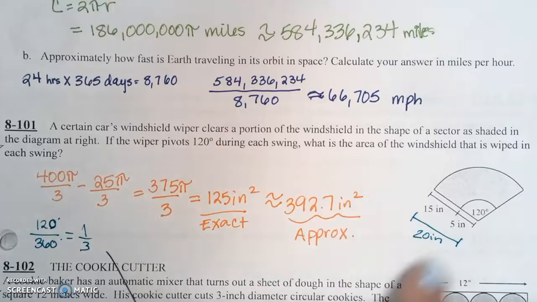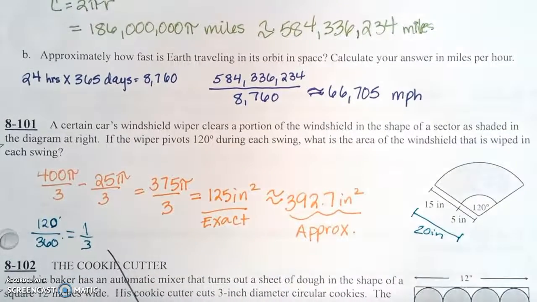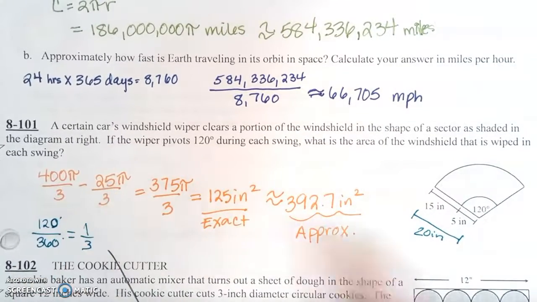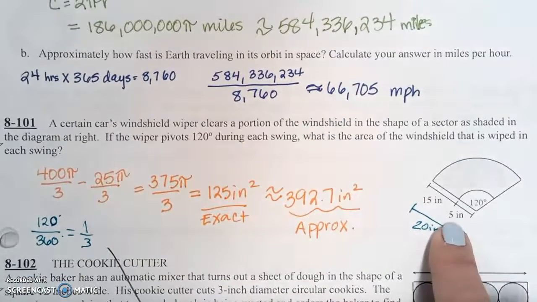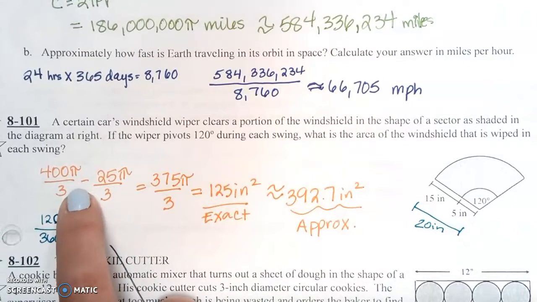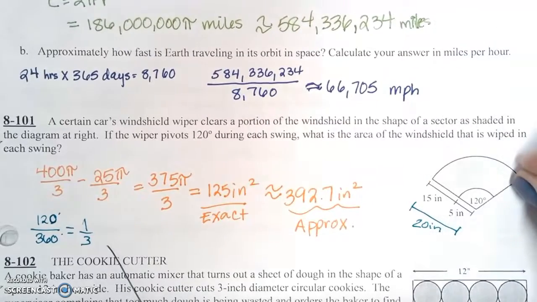And so that area, the area of this whole sector, we're going to take the 20 squared. So 20 squared is 400 minus this little area down here, which is 5. So 5 squared is 25. And we're going to subtract them. That's going to give you the area in that shaded part.